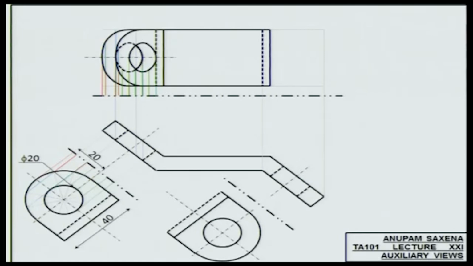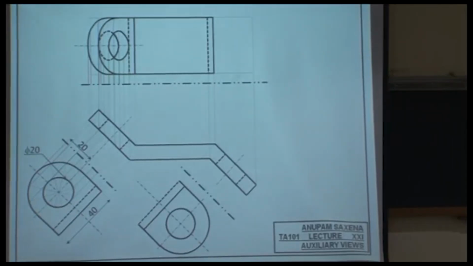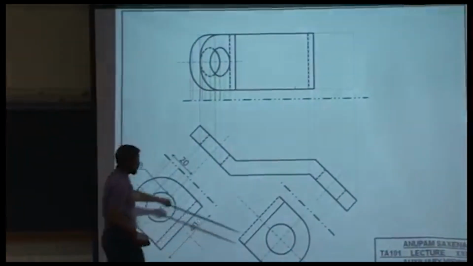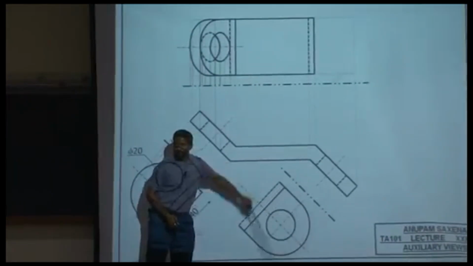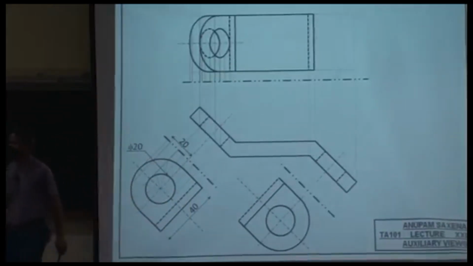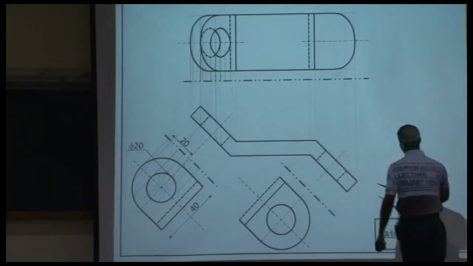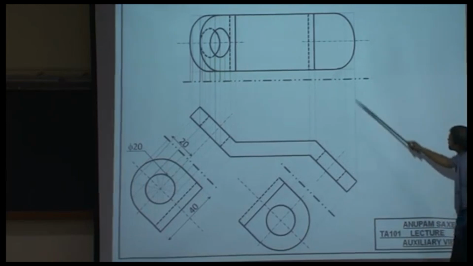Do precisely the same thing on the other side. Now for that you're going to be using this auxiliary view. Precisely the same thing. Measure distances and transfer distances. When you do that, you would get that part of the arc. Now this part of the arc is going to be visible. This arc on the top face is going to be visible.